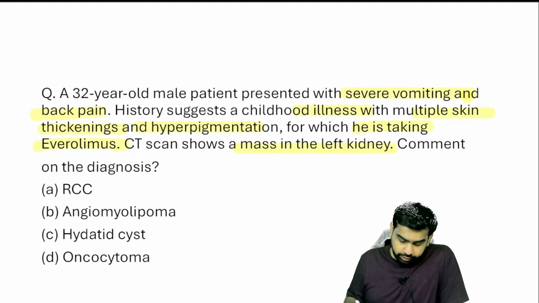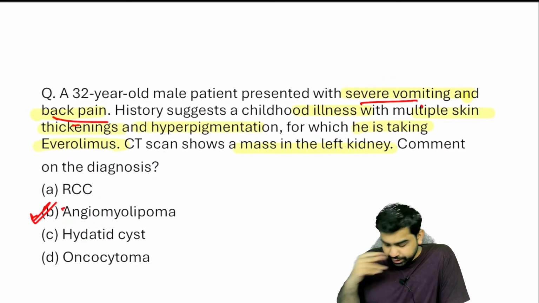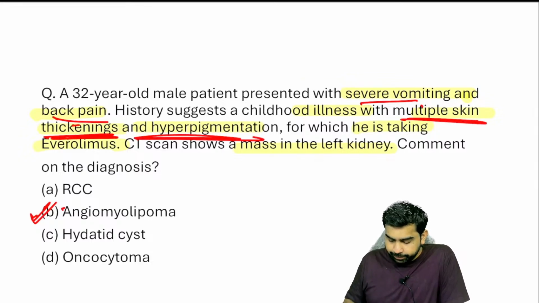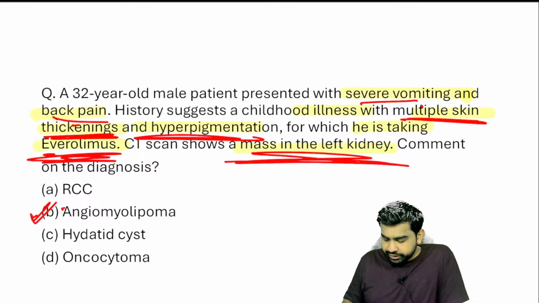Okay, so guys, the diagnosis over here is an angiomyolipoma. Here they have given you severe vomiting and back pain, and they have given you that there is multiple skin thickening and hyperpigmentation, and the everolimus drug is being taken by the patient, and there is a mass in the kidney. So all these things point towards angiomyolipoma. So let's talk about the angiomyolipoma.